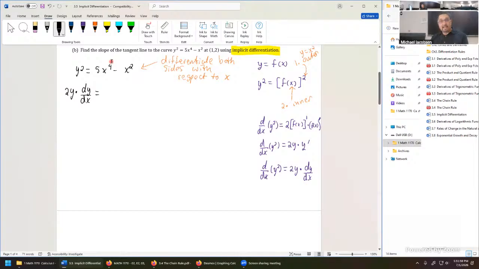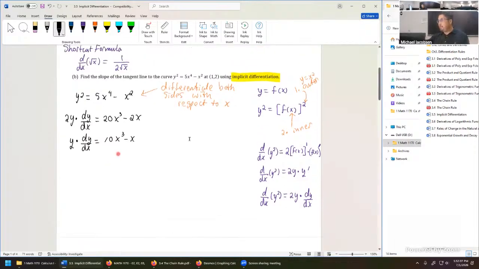When we differentiate the right-hand side, these all involve x, so it's a normal derivative. 4 is going to come down, multiply the 5, so 20 times x power 3 minus the derivative of a degree 2 function is going to give us 2 x to the power of 1, which will leave in as just a 2x. Then we can divide the whole equation by 2. Every term on both sides has a factor 2. So this is more simple to write in as y times dy dx equals 10x cubed minus x, which might give you some deja vu.